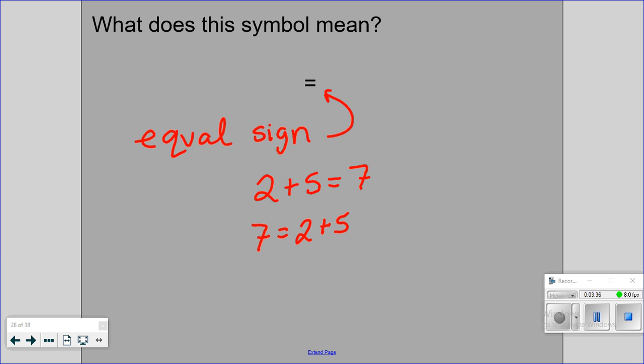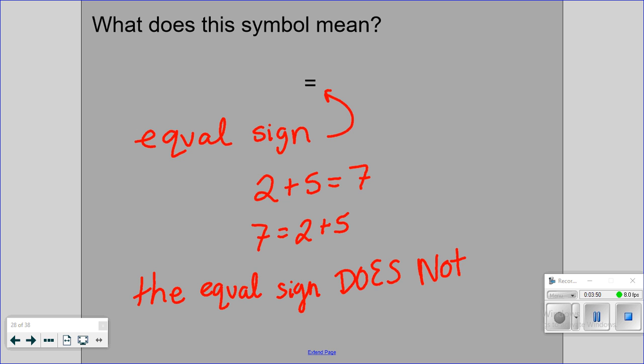Let's write that down because a lot of us tend to think that. The equal sign does not mean the answer. That is not what it means.